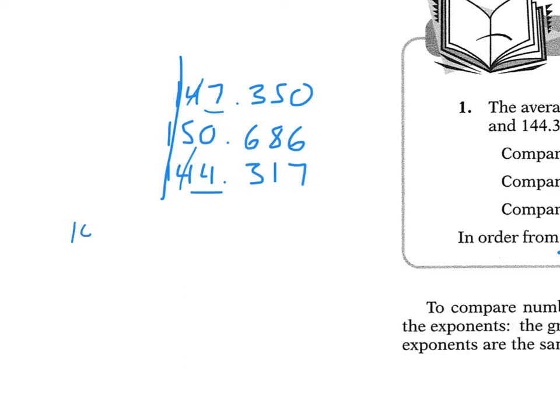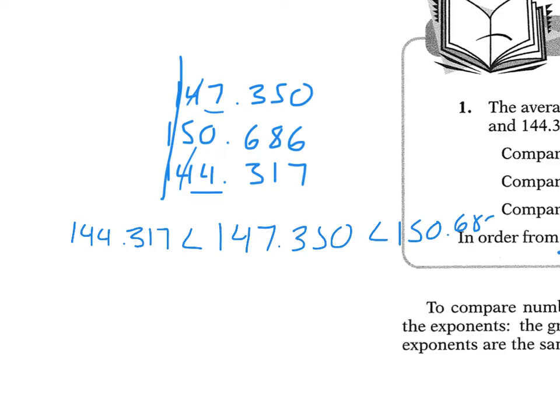So 144.317 is going to be our smallest number. So that is less than our next number, which would be 147.350, and then our last number would be 150.686.